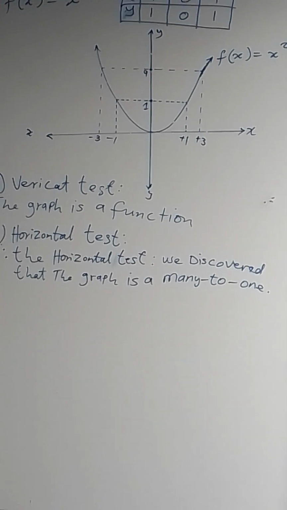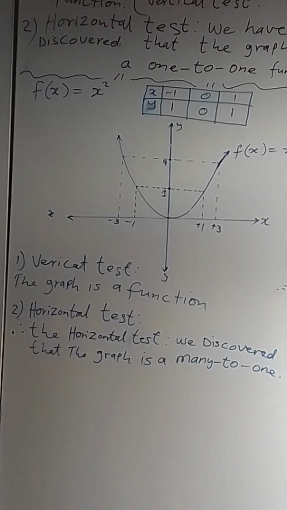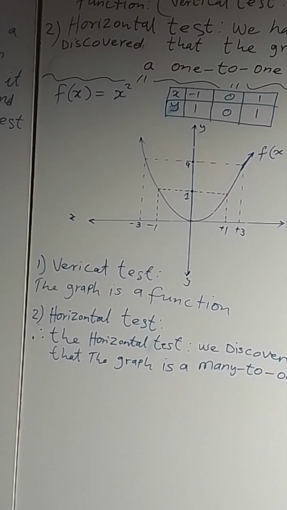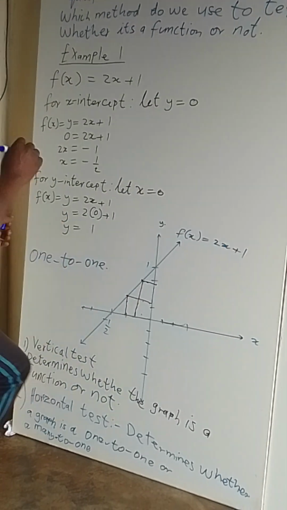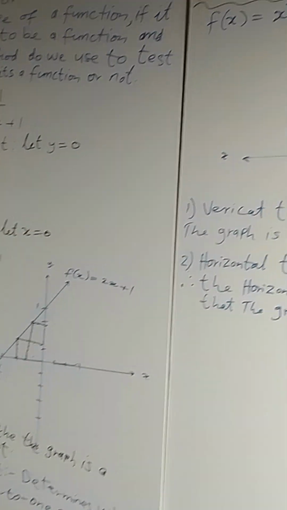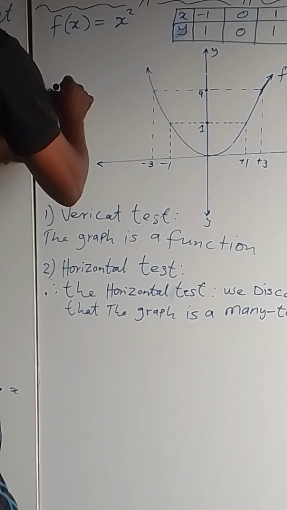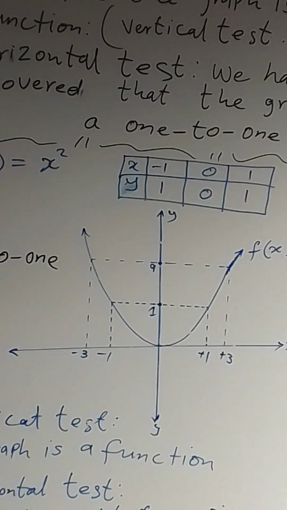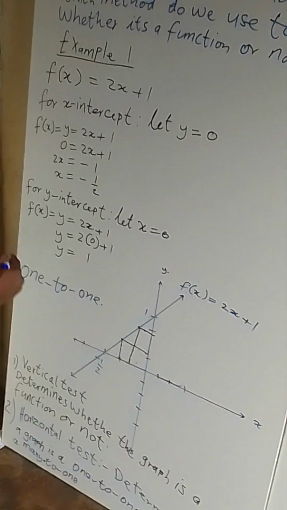function. How do we discover that a function is not a function? By the same test, the same horizontal test. This one is a 1, 2, 1. This one is many, two, 1 function. This is a one-to-one function.